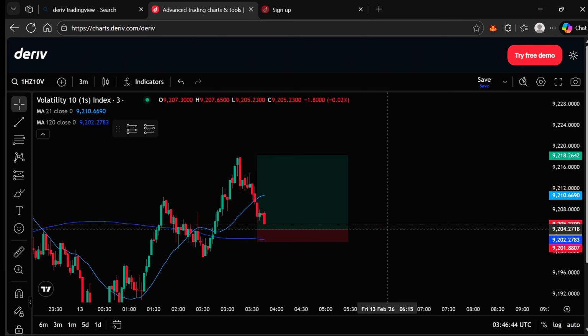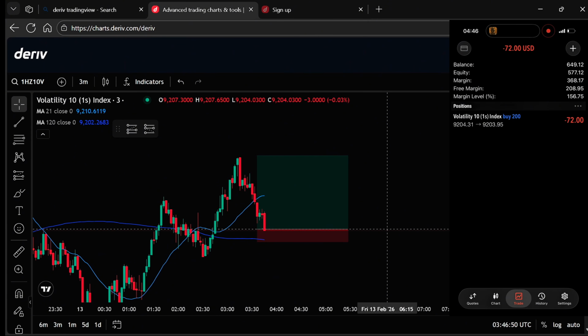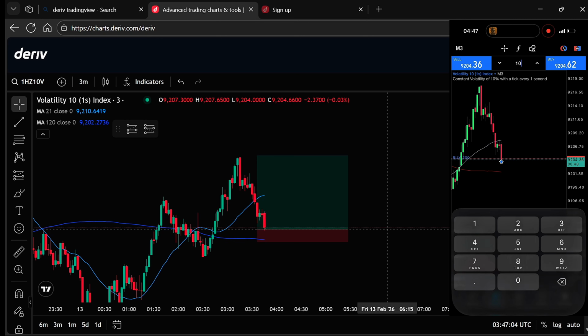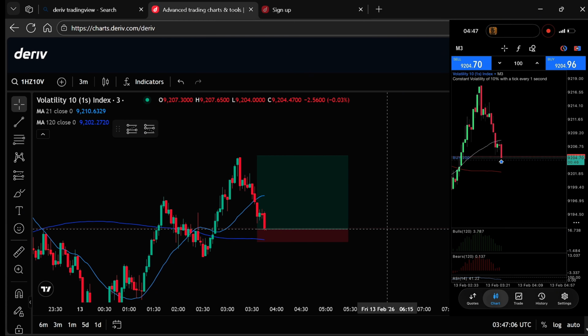So everything here just looks like a pullback to me, and I'll be trying to get into this trade for a buy for a long position. So I've just gotten into the trade, and almost immediately there was like an $80 loss. So I plan to risk $400 on this trade, and the moment there is a loss of around $400, I'll be out of the trade. But for now, I'll just need to wait for the market to do its thing.